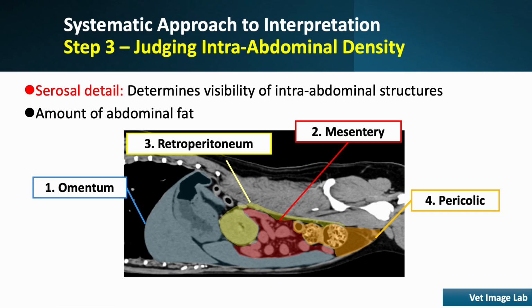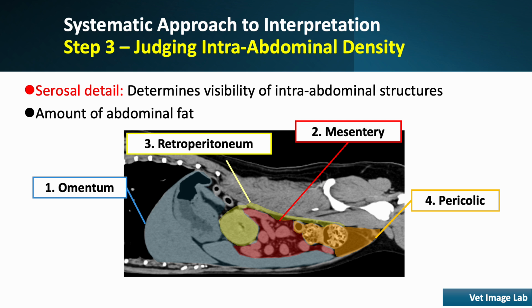Let's move to step 3, assess intra-abdominal density. This is where we determine whether the abdominal structures have good serosal detail or if something is affecting their visibility. Serosal detail refers to how clearly we can see the margins of abdominal organs on a radiograph. When serosal detail is good, the organs are well-defined and easy to distinguish. But when it's poor, the abdominal structures appear hazy or obscured.